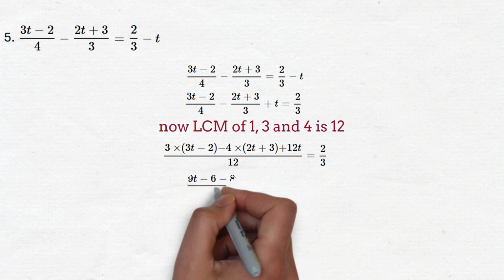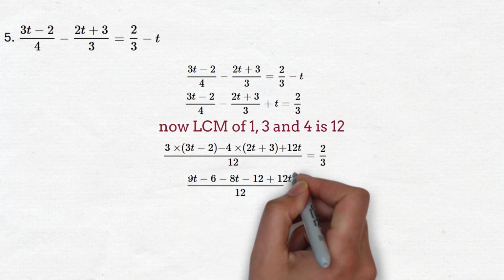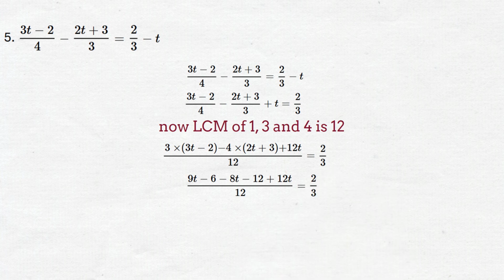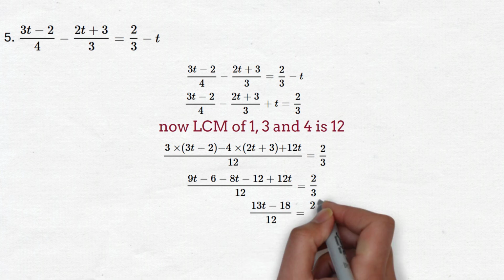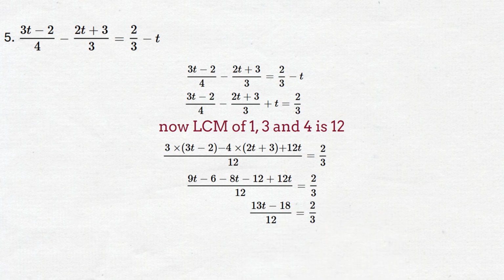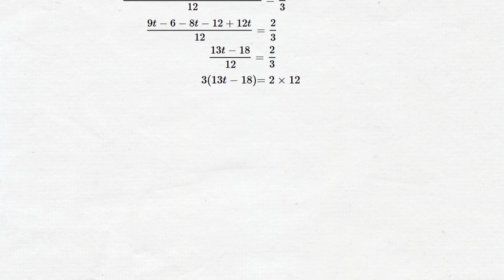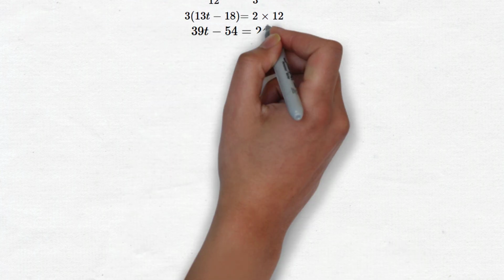(9t minus 6 minus 8t minus 12 plus 12t)/12 is equal to 2/3. (13t minus 18)/12 is equal to 2/3. 3 into (13t minus 18) equals 2 into 12. 39t minus 54 is equal to 24.